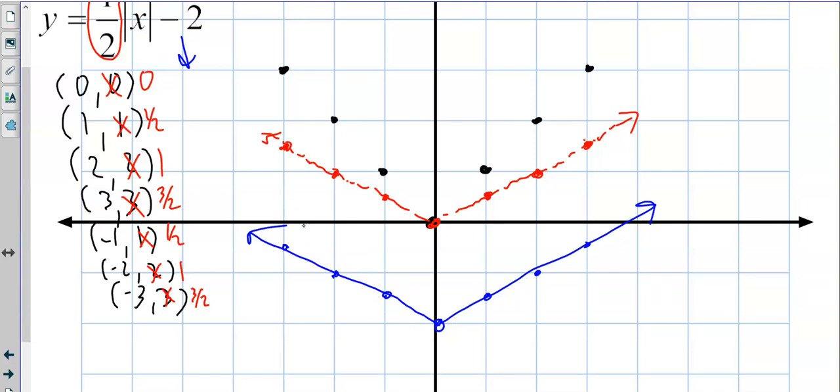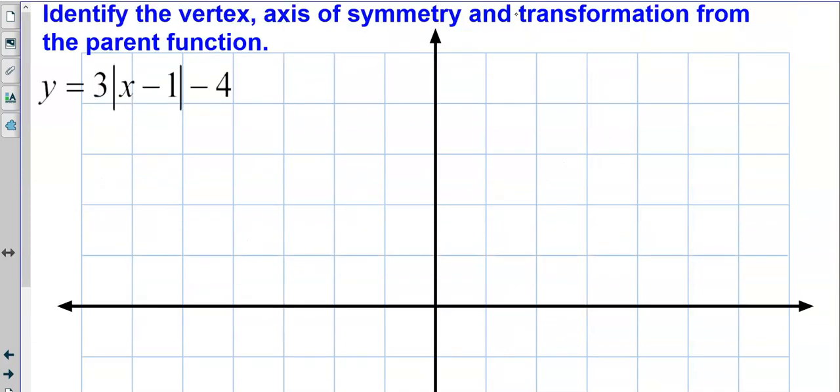If you want to identify the vertex, that would be at (0, -2). The axis of symmetry is a vertical line, so you know it's an x equals line. It's x equals 0. And if you describe the transformations, it's a vertical stretch, and you move down 2. Hopefully you're getting the hang of this.